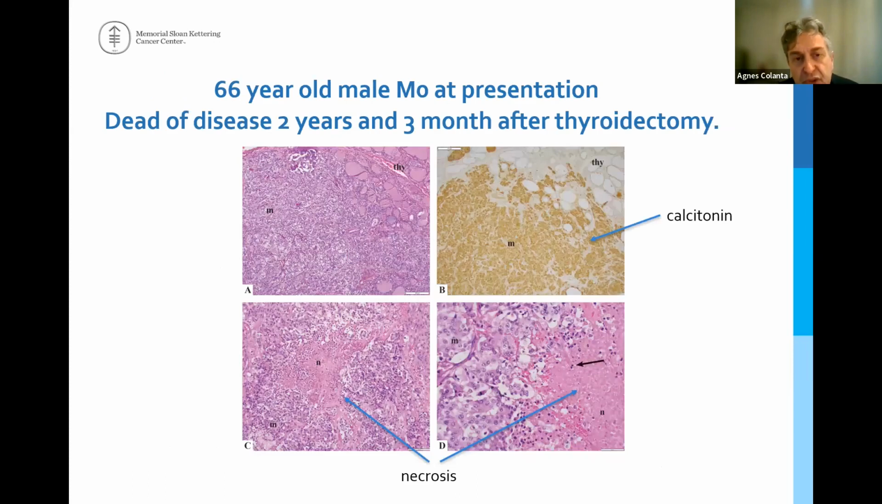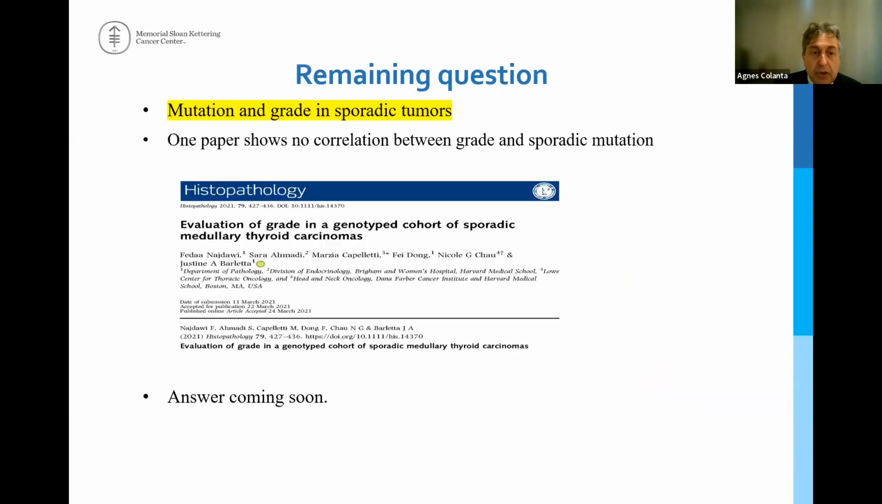Just to bring this to life, so to speak, this is a 66-year-old male with no distant metastasis at presentation. This is clear medullary carcinoma. You can see the calcitonin stain on the right, and the necrosis, again with no nuclear pleomorphism. The patient unfortunately died of disease 2 years and 3 months after thyroidectomy.